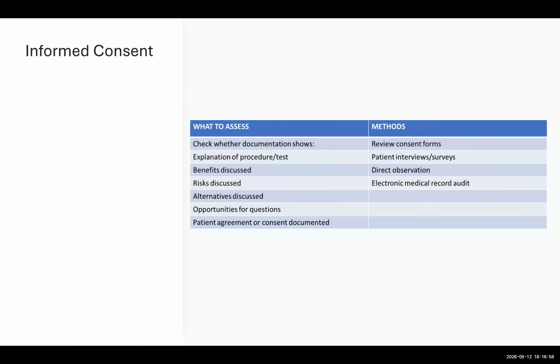Next slide. So informed consent. Informed consent is very important when the patient says, yes, we are going ahead, I want to have this screening done. So what should you assess when you are obtaining informed consent? Check whether the documentation shows explanation of the procedure and or test, the benefits discussed again, risks discussed again, alternatives discussed. You'll see how important this is. Also opportunities for questions and the patient's agreement or consent documented. Methods of doing this: you can review consent forms, do patient interviews or surveys, direct observation, and again, your electronic medical record audits.